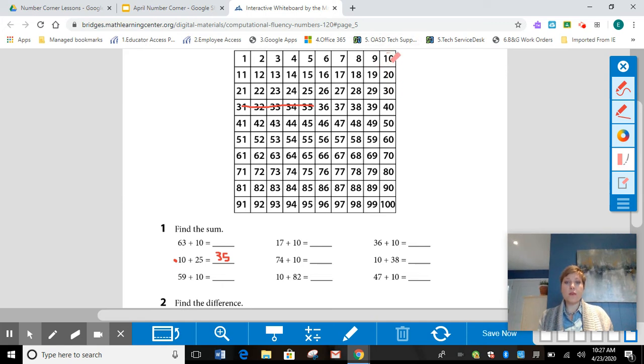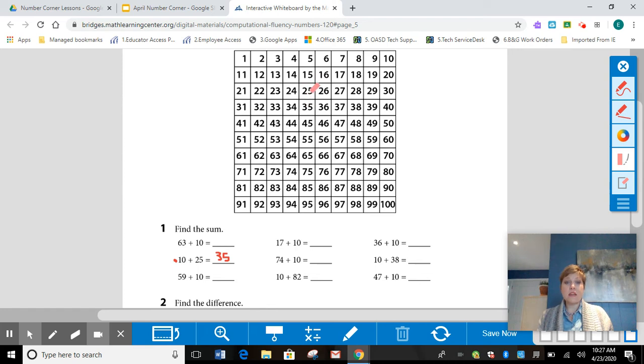I always want to remember to start at my biggest number and add from there. So in this case, 25 was my biggest number, so I found it on my number grid. And then I added 10, which means I got to just take that jump down my column to 35. I was able to do that in 2 steps instead of having to take 3 or more steps to get to that answer.